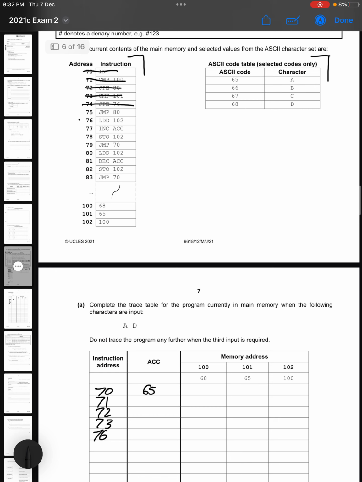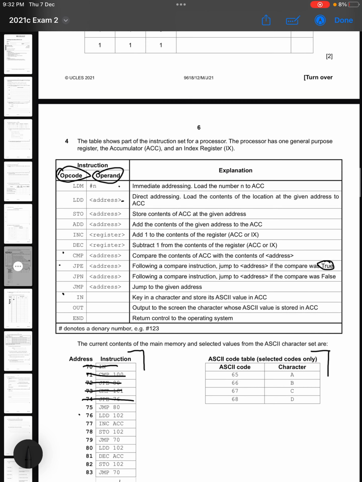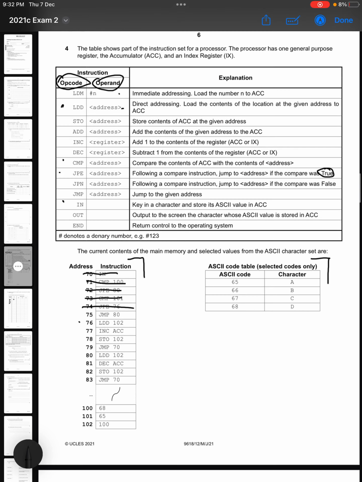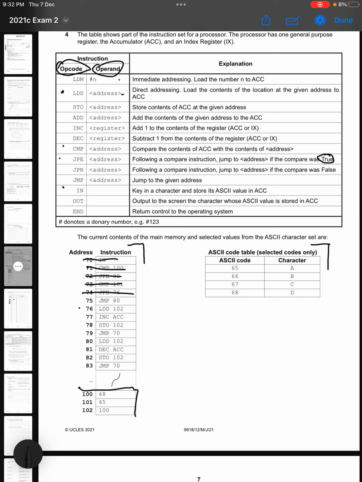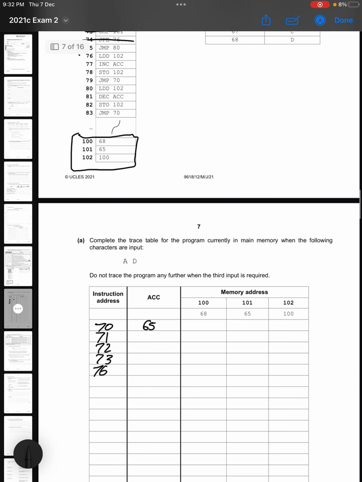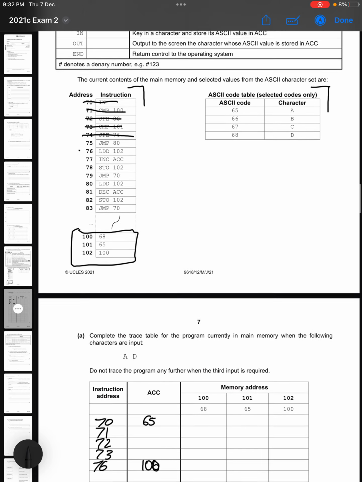And it says LDD 102. So we go back to our table and we find LDD, which is right here. It says direct addressing, load the contents of the location at the given address to ACC. So load the contents of the location 102 into ACC. Now we look at this small table of values here. 102 has the value 100. So in our ACC, we're going to put 100. We go to our next instruction.